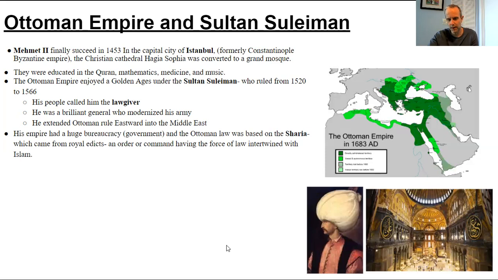This is Suleiman on the bottom, okay? He's known for having a very big turban, so that's actually a turban. And here, this is the Hagia Sophia, and this is the Ottoman Empire map. So he's known for being the lawgiver. He's very stringent and strict with the law, and it's followed by the Sharia law, which is basically intertwining the ideas of Islam with actual governmental laws.